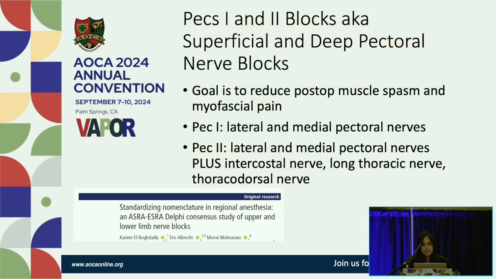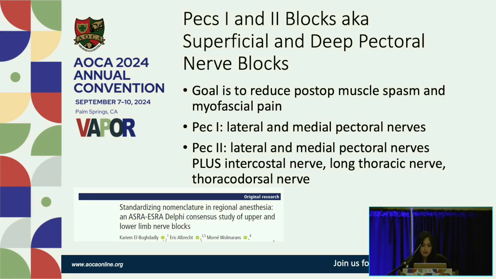Important to note, recently they changed the nomenclature for this, so it was PEC 1 and 2, but it was a little bit confusing because the PEC 2 block encompassed the PEC 1 block plus a deeper injection, so now they're referred to as superficial and deep pectoral nerve blocks instead.